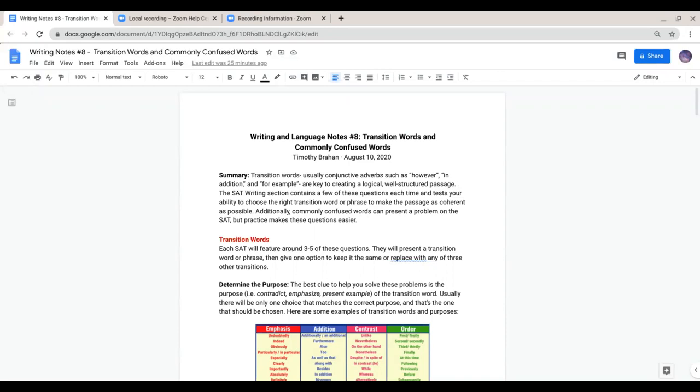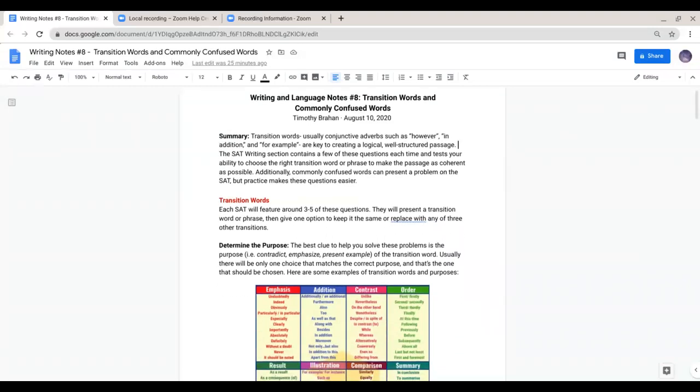A secondary topic that I'm going to be talking about today is commonly confused words. So these are words such as than versus then. These have similar spellings or meanings, and it's just going to focus on your ability to tell them apart and use the correct word. So with that said, transition words.